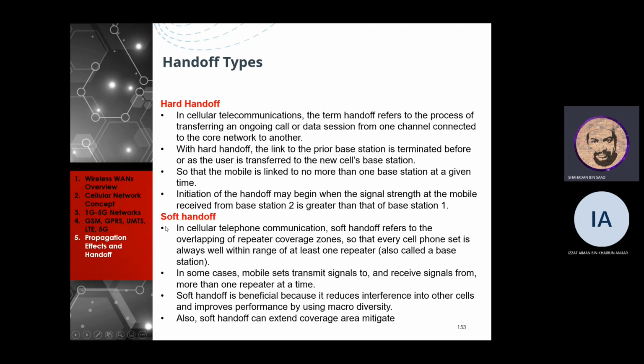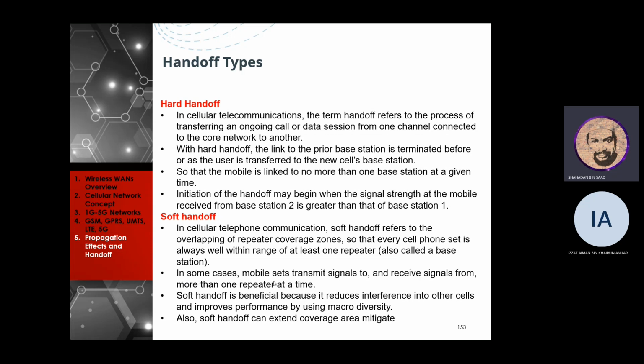So, satu lagi kita panggil soft handoff. In cellular telephone communication, soft handoff refers to the overlapping of repeater coverage zone so that every cell phone set is always well within range of at least one repeater or so-called base station. So, dia dah consider as dia duduk dekat dua sel. Sebelum dia nak bertukar ke satu sel tu, maksudnya dua-dua masih ada lagi, dia belum cut.